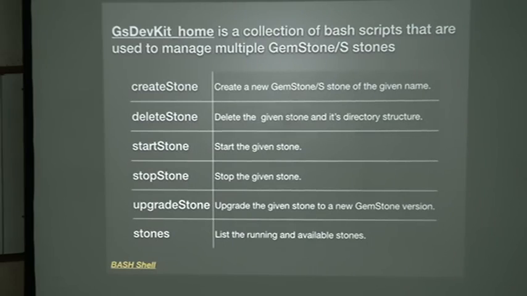So GS DevKit Home is a collection of bash scripts for managing and creating GemStone stones. You can do a create stone, a delete stone, start stone, stop stone, an upgrade stone where you're taking your image in one version of GemStone and run a script to upgrade to a new version of GemStone and have your application running in a new version. And then stones lists available stones in your system. There are about 30 scripts that are involved in GS DevKit Home, and these are the most interesting right now.